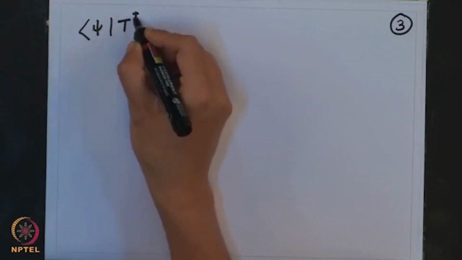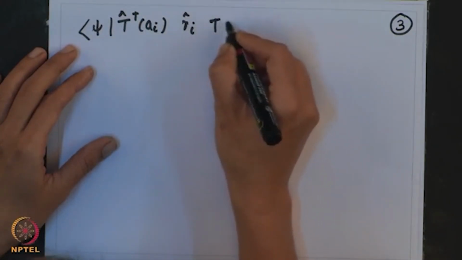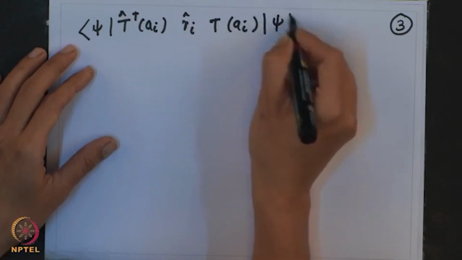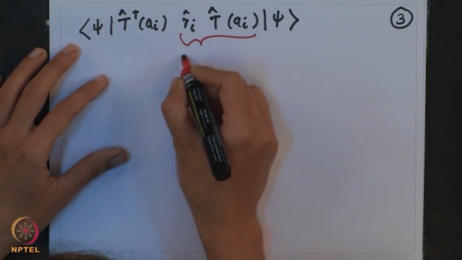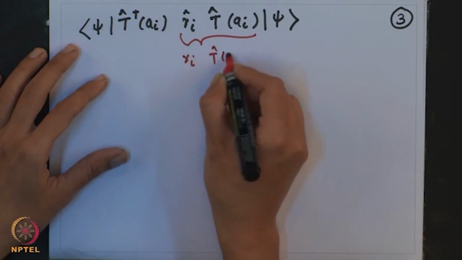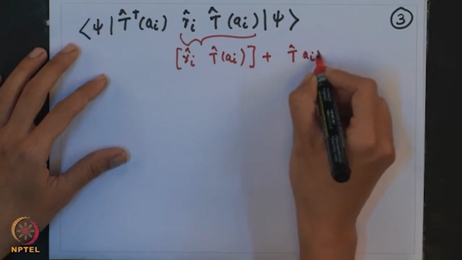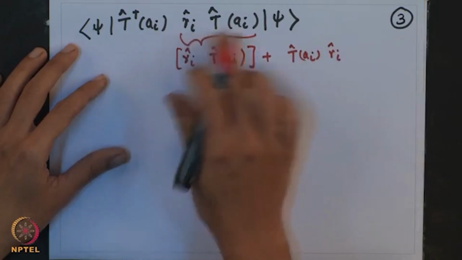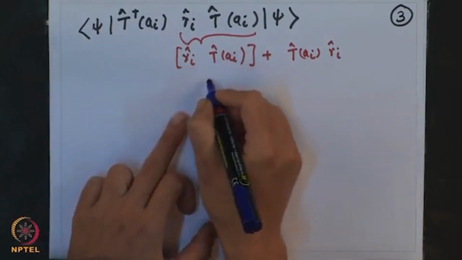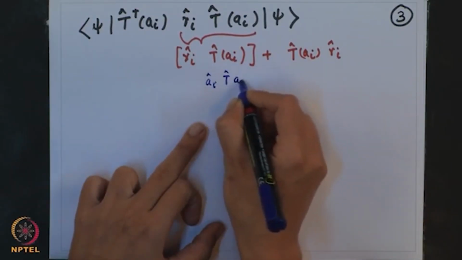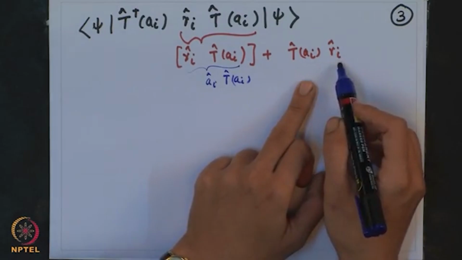Psi T dagger A_i R_i T A_i. So, this we will evaluate. Here what I said is, I will use R_i T A_i commutator plus T A_i R_i. I will substitute for this here. We have seen what is the commutator of this. Commutator of this was A_i T A_i, correct. So, commutator will give me this, and the second term is this term.